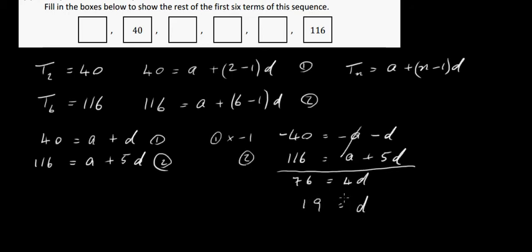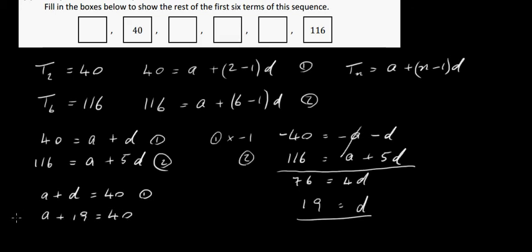So now I know what d is. d is 19. Perfect. So let's have a look at equation 1 here. We have a plus d is equal to 40. This is equation 1. We now know what d is, so a plus 19 is equal to 40.